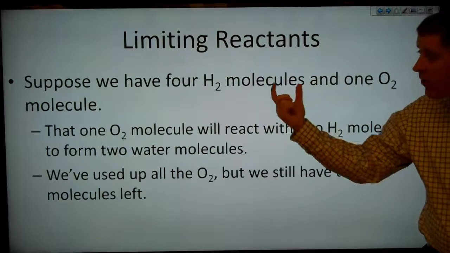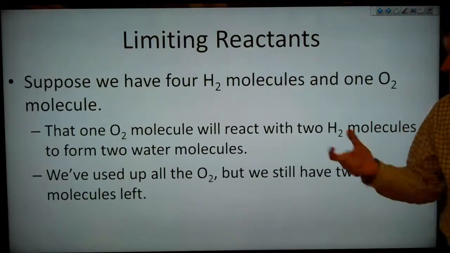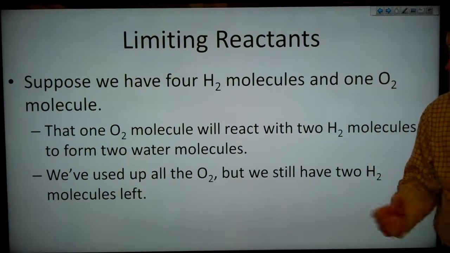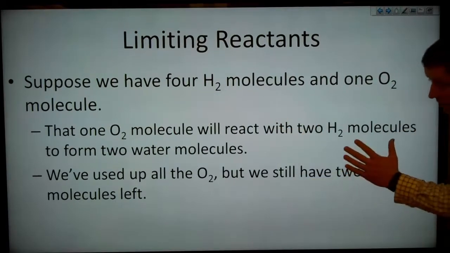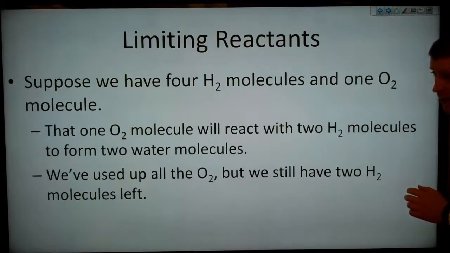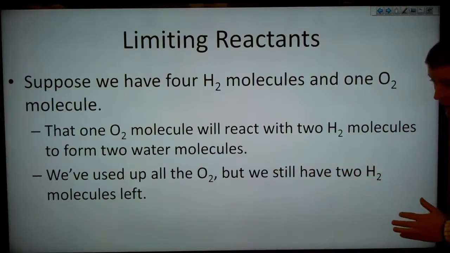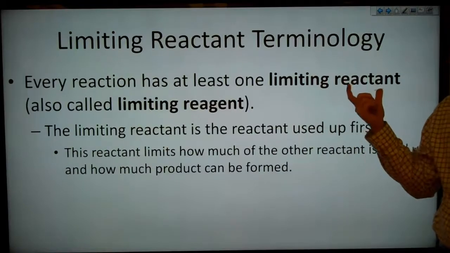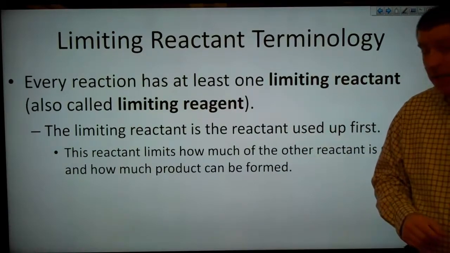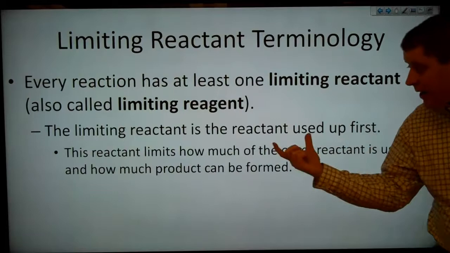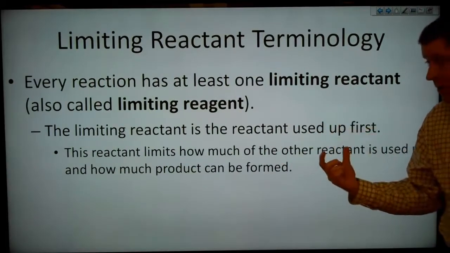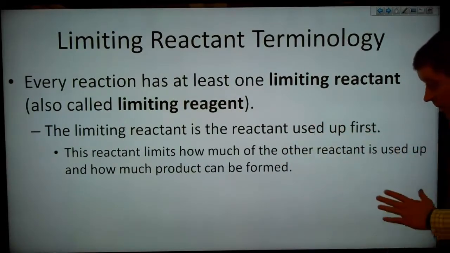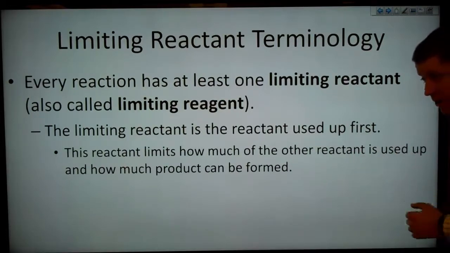So, suppose we have 4 hydrogen molecules and 1 oxygen molecule. That 1 oxygen molecule will react with 2 out of our 4 hydrogen molecules to form 2 water molecules. And so now we've used up all of the oxygen, but we still have 2 hydrogen molecules left over. Now every reaction has at least one limiting reactant, which is also sometimes called the limiting reagent. The limiting reactant is the reactant that's used up first. So this reactant limits how much of the other reactant is used up and how much product can be formed.